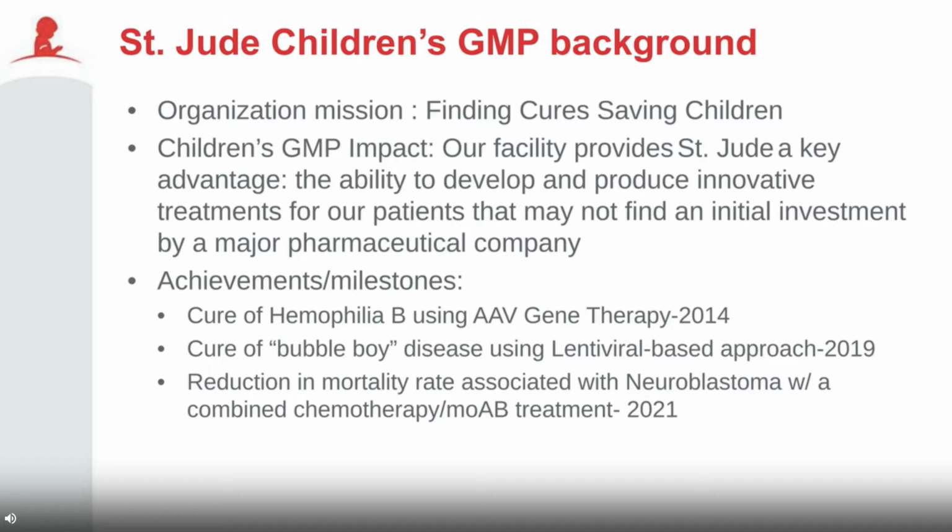In 2021, we published a study about treating children with neuroblastoma with one of the antibodies that we manufacture here at the GMP. And so using a combined chemotherapy monoclonal antibody approach, we were able to significantly reduce the mortality rate, i.e. the 3-year survival rate of these children who had these neuroblastomas and were not responding well to just the chemotherapy alone.